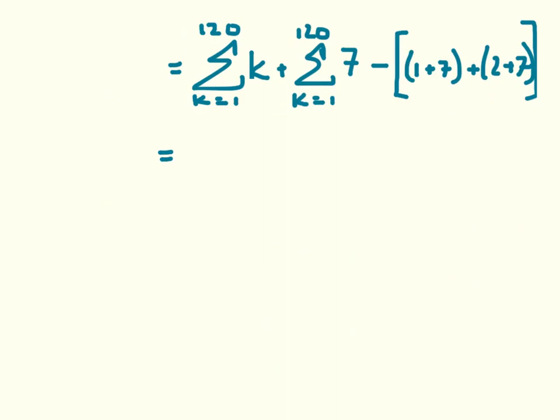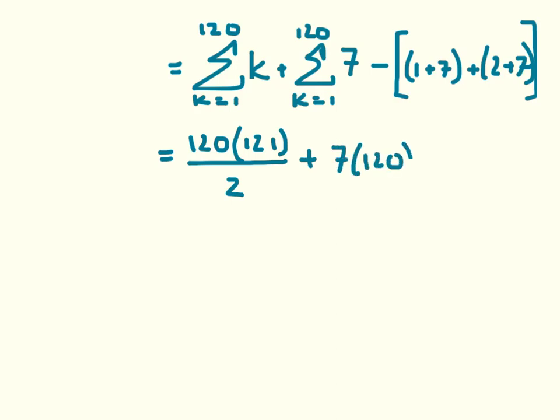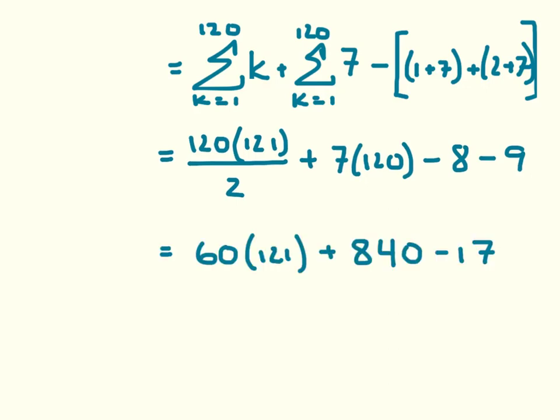We take the first sum, we use our formula, which says that the sum of the numbers from 1 to 120 is 120 times 121 over 2. Since we're really just adding up 7s, we can say that that sum is going to be 7 times 120. And then we've got minus 1 plus 7, which is 8, and 2 plus 7, which is 9. And after a little bit of simplification, we end up with 8,083, just like before.